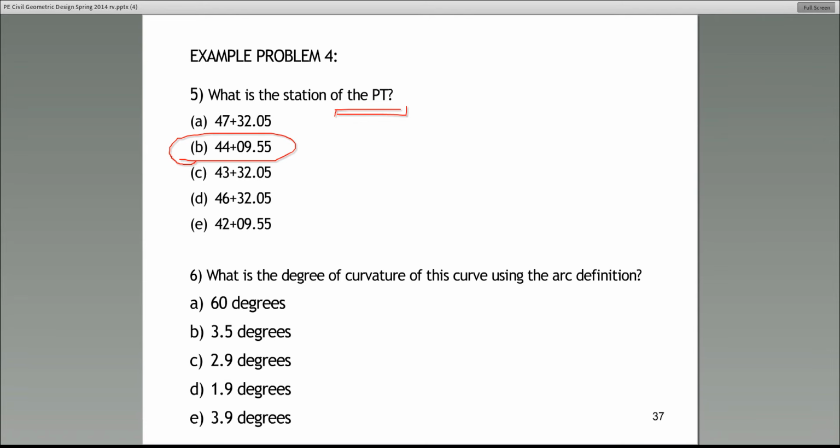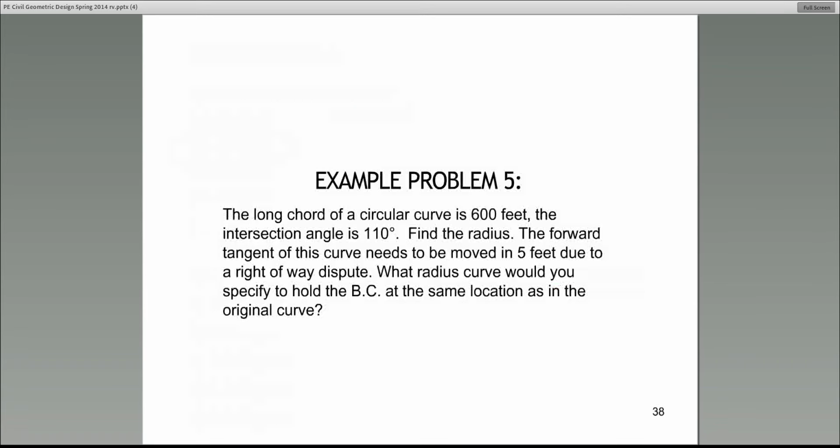All right? Now, let's do problem 6. What is the degree of curvature of this curve using the arc definition? Kendra has already given me an answer to this one. Jeremy is saying 1.9, so is Kendra. Guys, problem number 6, D is correct, 1.9 degrees. Make sure that you also get that.